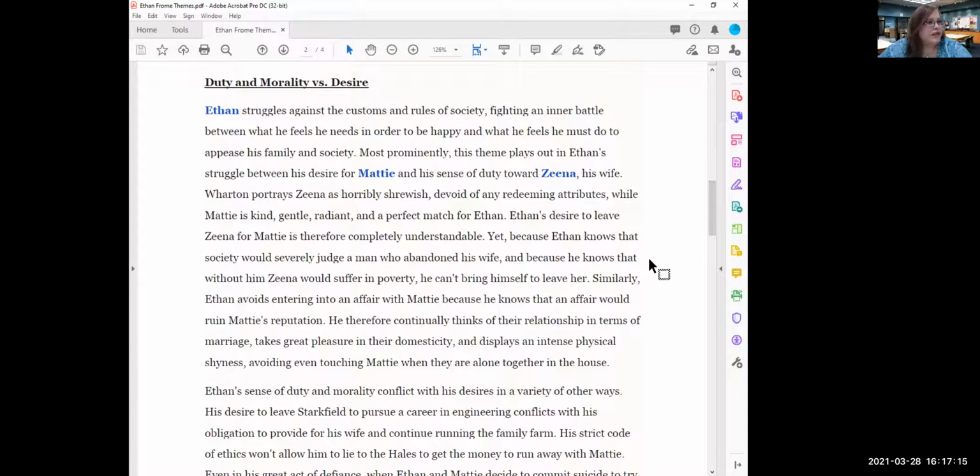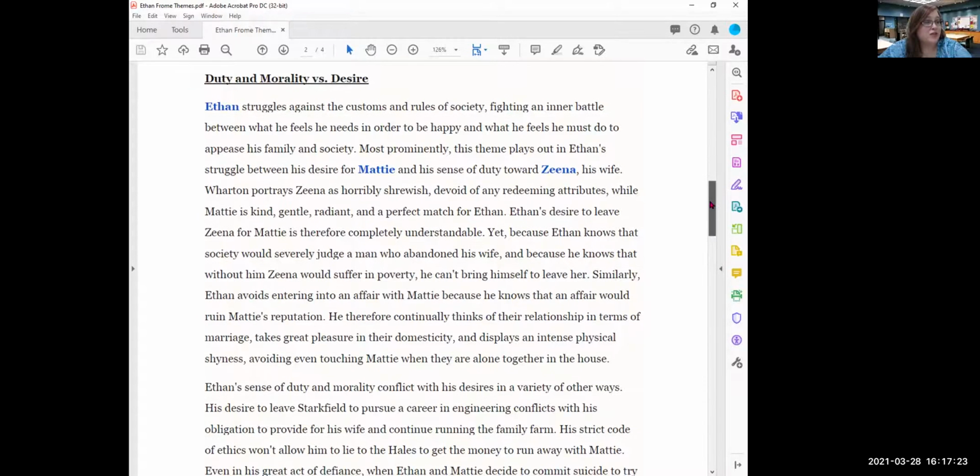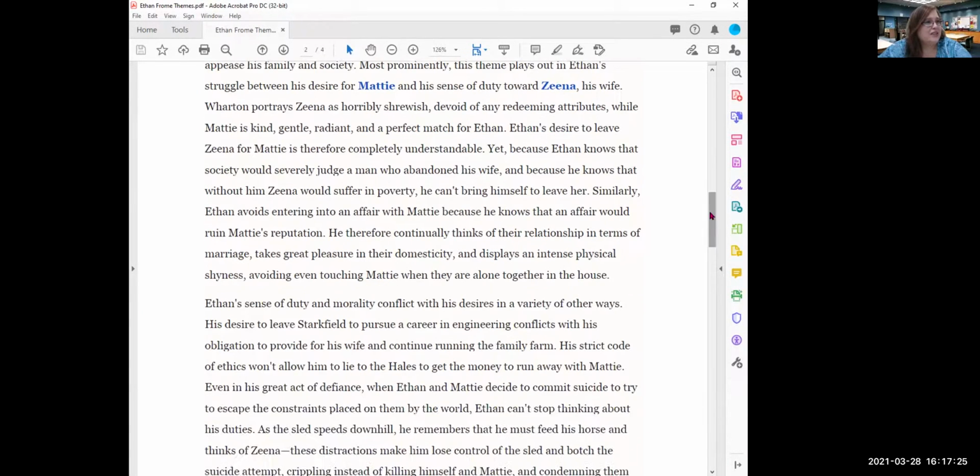Wharton portrays Zena as horribly shrewish, devoid of any redeeming attributes, while Maddie is kind, gentle, radiant, and a perfect match for Ethan. Ethan's desire to leave Zena for Maddie is therefore completely understandable. Yet, because Ethan knows that society would severely judge a man who abandoned his wife, and because he knows that without him Zena would suffer in poverty, he can't bring himself to leave her.